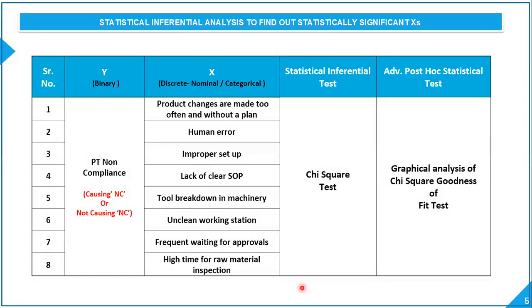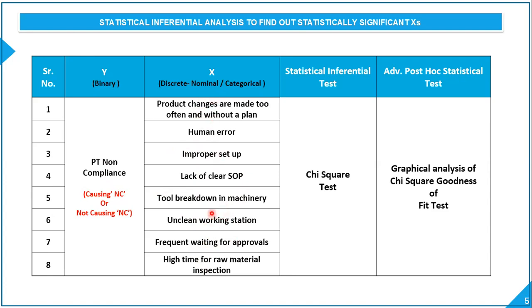Right, so this is what we have. Y is binary, that is PT non-compliance in our case. Processing time non-compliance: causing non-compliance and not causing non-compliance. These are the two levels of Y. And the X's, of course, are these 8 X's: 1, 2, 3, 4, 5, 6, 7, 8. All these 8 X's are the critical X's which we segregated from the CI matrix.